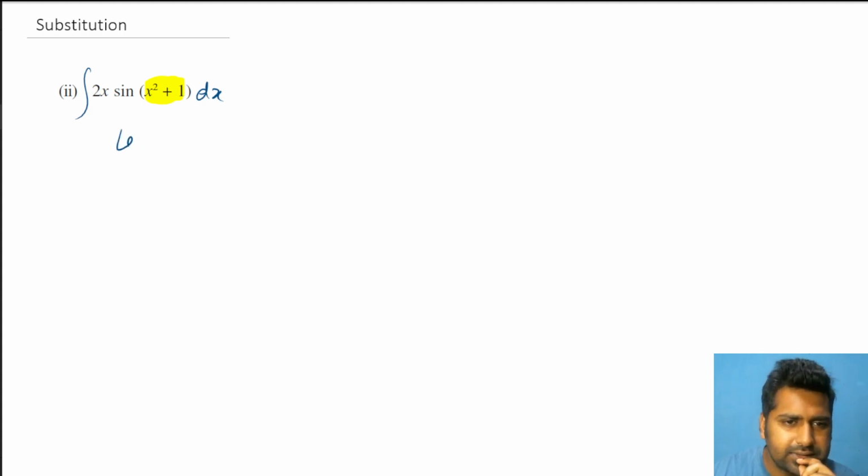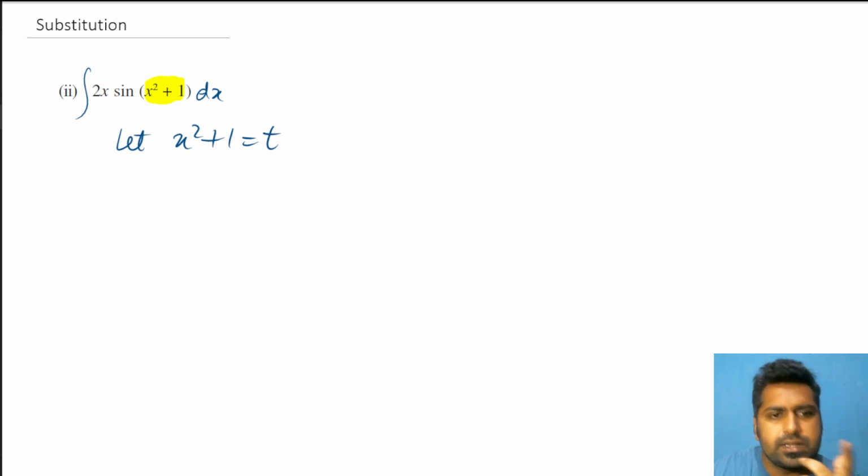So I'll let x square plus 1 be some t. This is the first step of substitution. So we assume it to be some simple thing t. Now see, the integration is right now with respect to dx. We'll generate dx. We'll differentiate both sides. So differentiation of this is 2x.